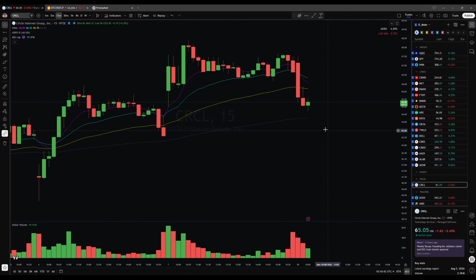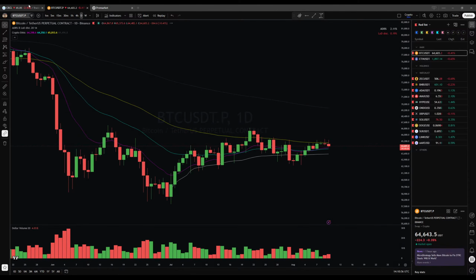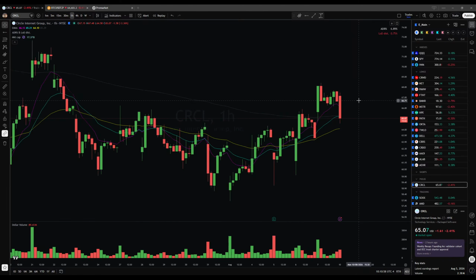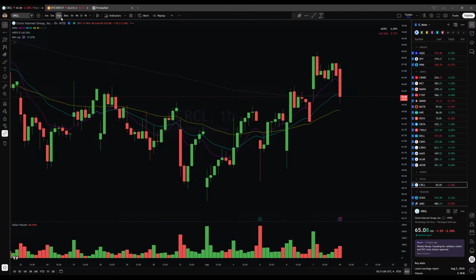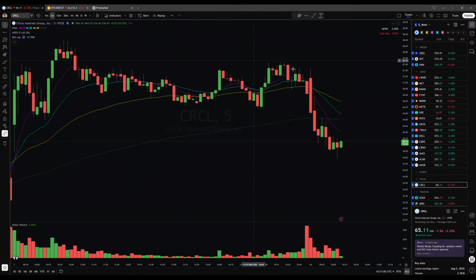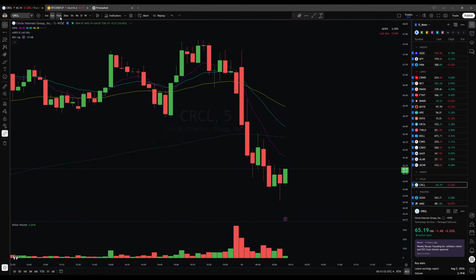I'm a little bit not sure whether I should re-enter Circle or not. I think the biggest reason is I'm taking too many positions right now. Just too many. I'm not sure whether I'm overtrading or not, but I don't know. I really like it.